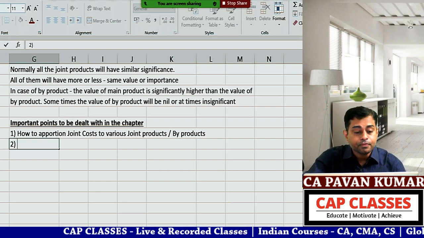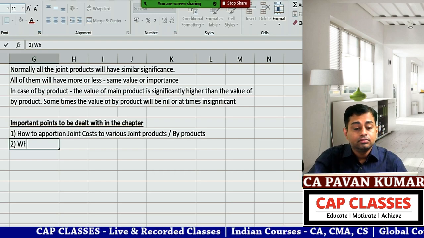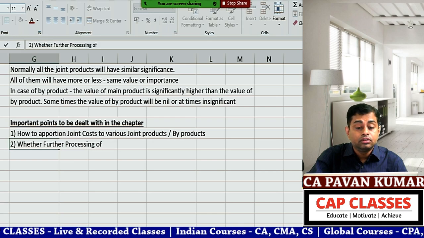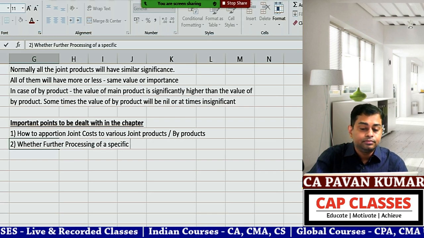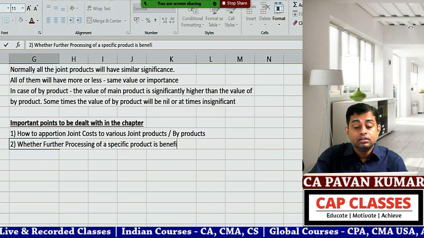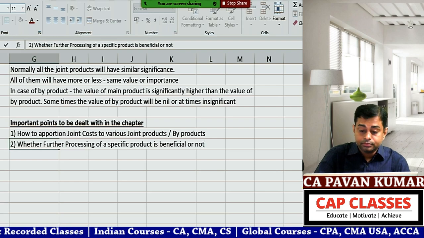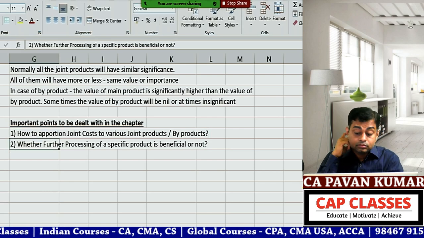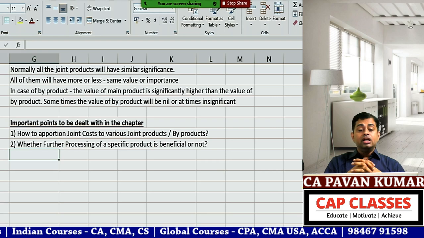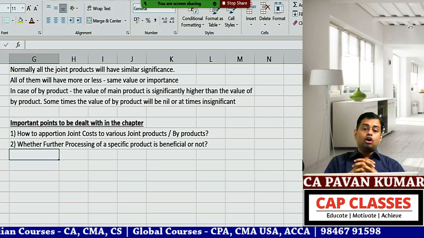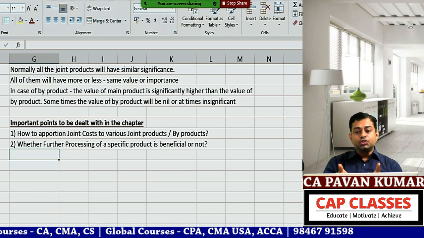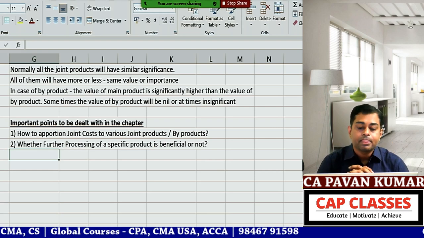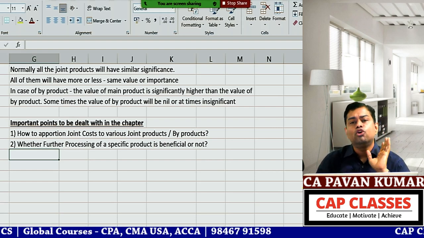Two, whether further processing of a specific product is beneficial or not. These are the two questions we'll answer. If we address these two things, the chapter is over. The whole chapter will do these two things only. First we'll start with point number one, then we'll go to point number two.